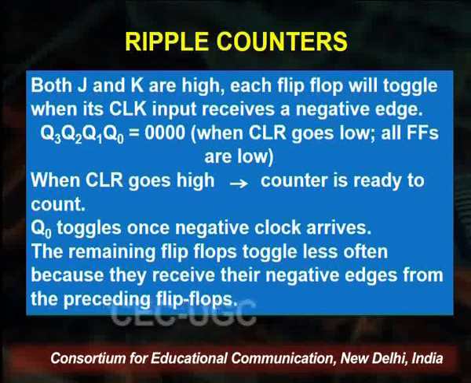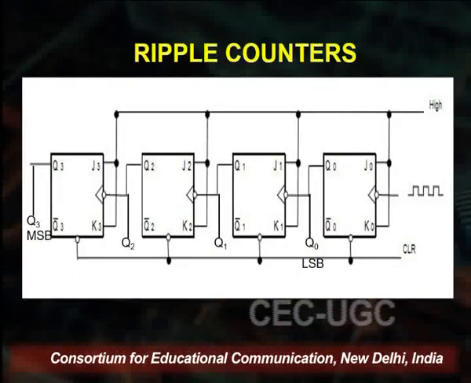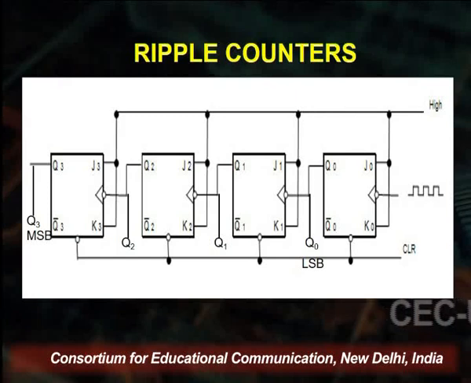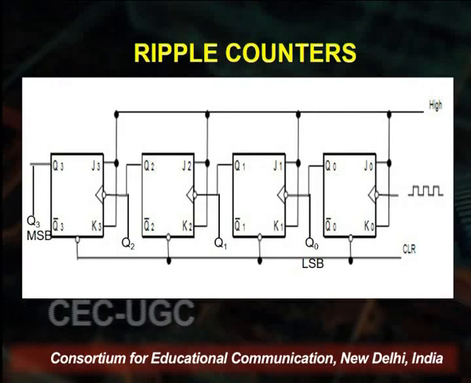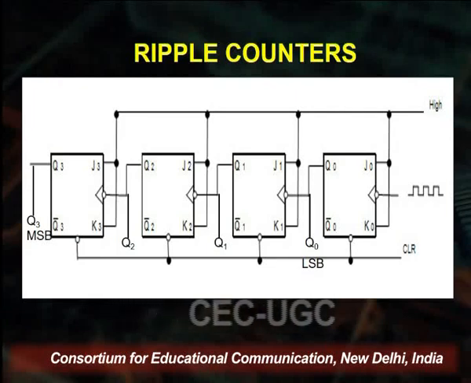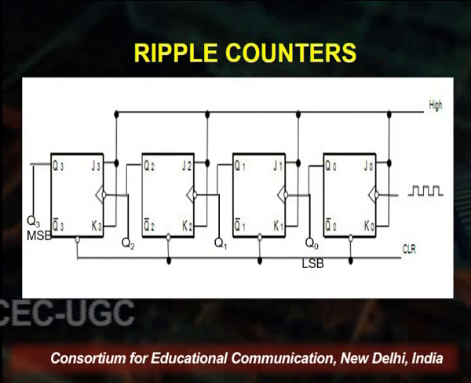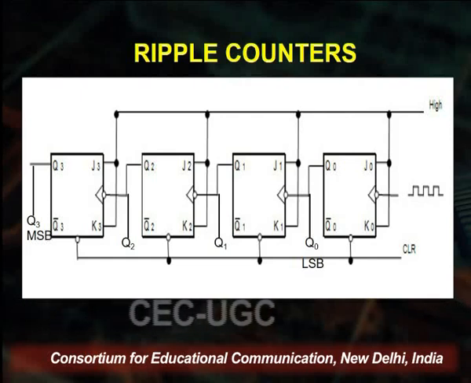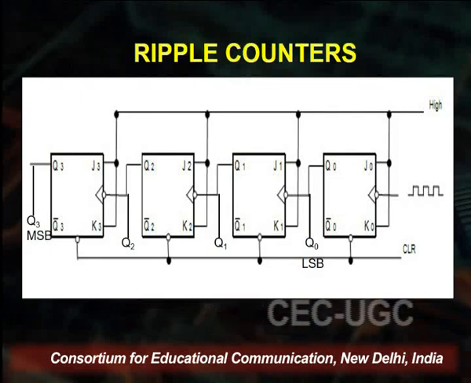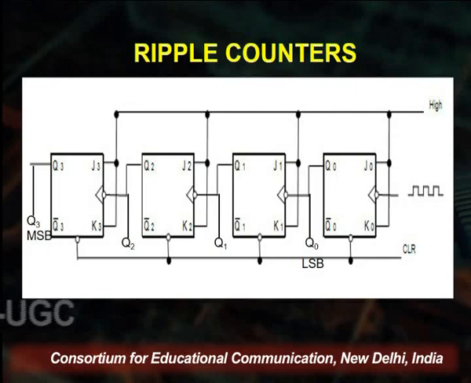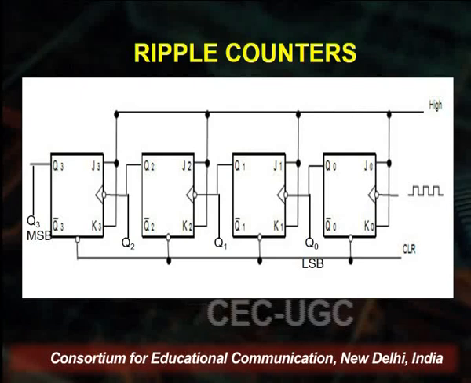It is very important to note that when the first clock pulse arrives, it comes at the LSB, that is the first flip-flop on the extreme right. We see the moment the first negative clock edge arrives, the output changes from 0 to 1. The output that we measure after the first negative edge, Q3, Q2, Q1, Q0, would be equal to 0001.